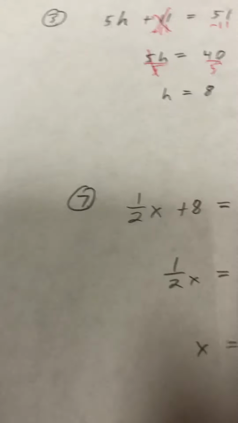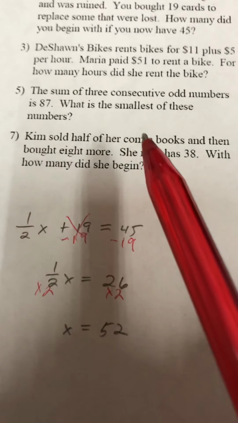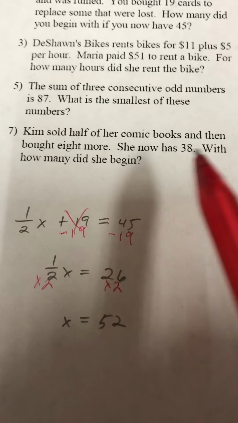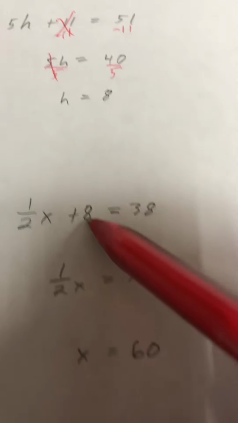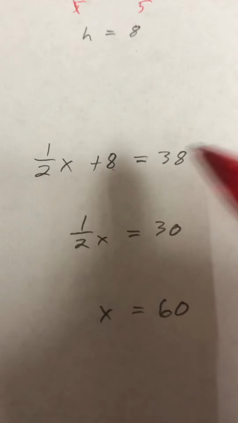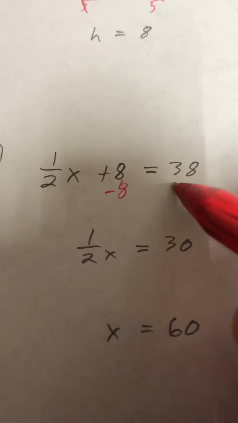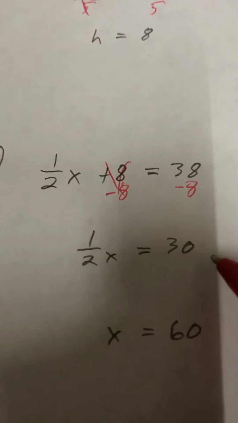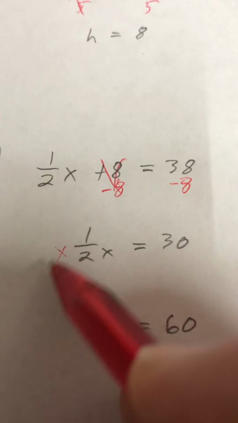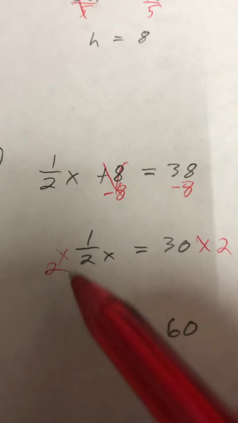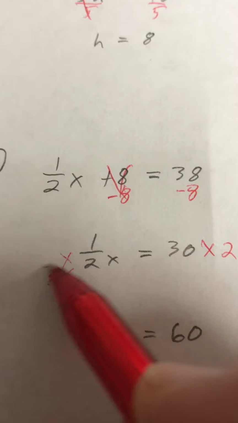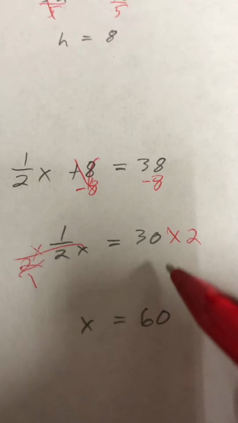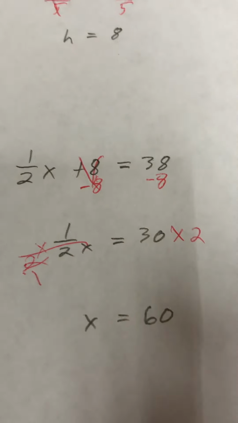Okay. For number 7, Kim sold half of her comic books and then bought 8 more. She now has 38. With how many did she begin? Okay, she sold half of them, so half of them plus the 8 now is going to equal 38. So I subtract 8 from both sides. I have 30. I multiply by 2 because this is half. Multiplying by 2, it would be like 2 over 1. They cancel out. And I get 30 times 2 is going to be 60.